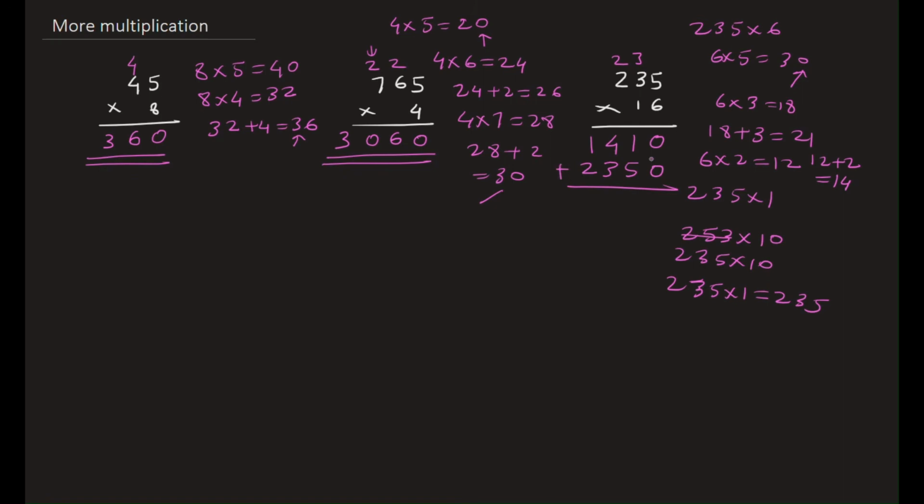I add the two partial products. 0 plus 0 equals 0, and 1 plus 5 in the tens place equals 6. 4 plus 3 in the hundreds place equals 7, and 1 plus 2 in the thousands place equals 3. And the final answer is 3760 for 235 times 16.